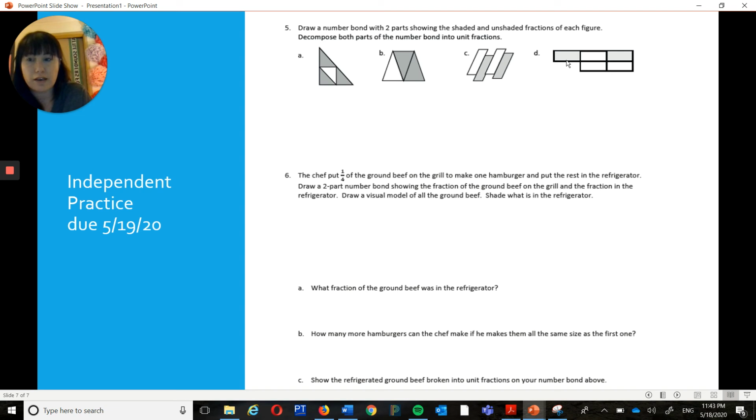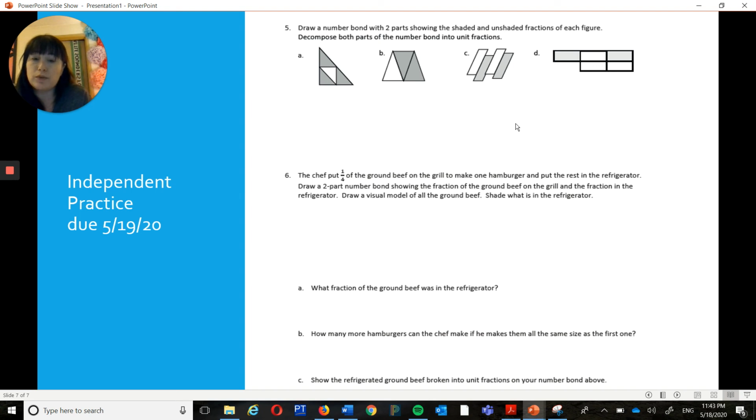I'm going to read that again. Pay attention. The chef put 1/4 of the ground beef on the grill. So we know that the chef has some amount of ground beef, and 1/4 of it goes on the grill to make a hamburger. The rest of that ground beef, how much would that be? The rest of that ground beef goes in the refrigerator.